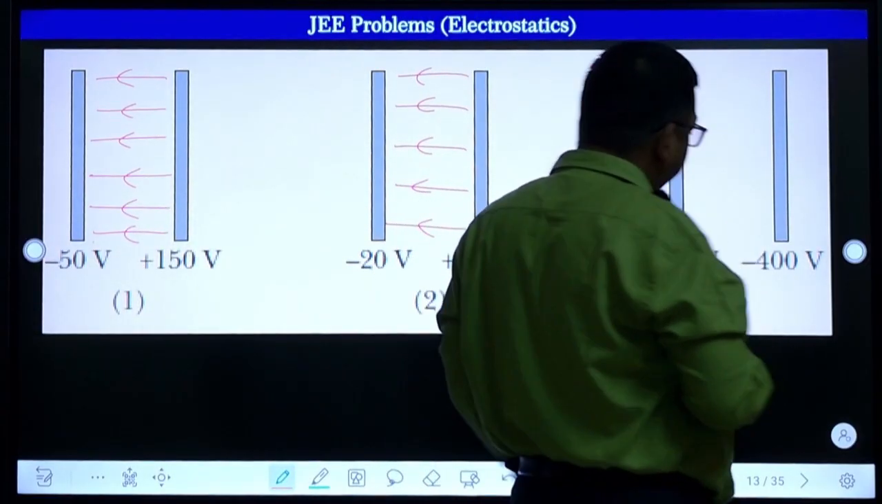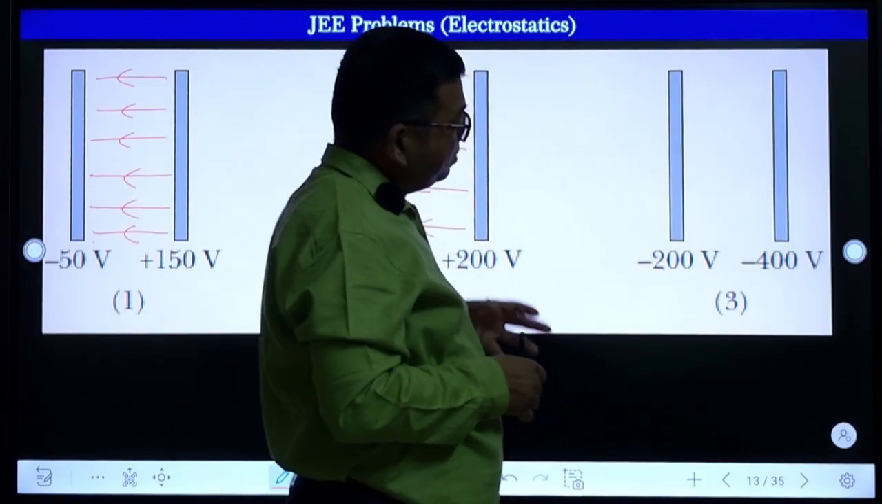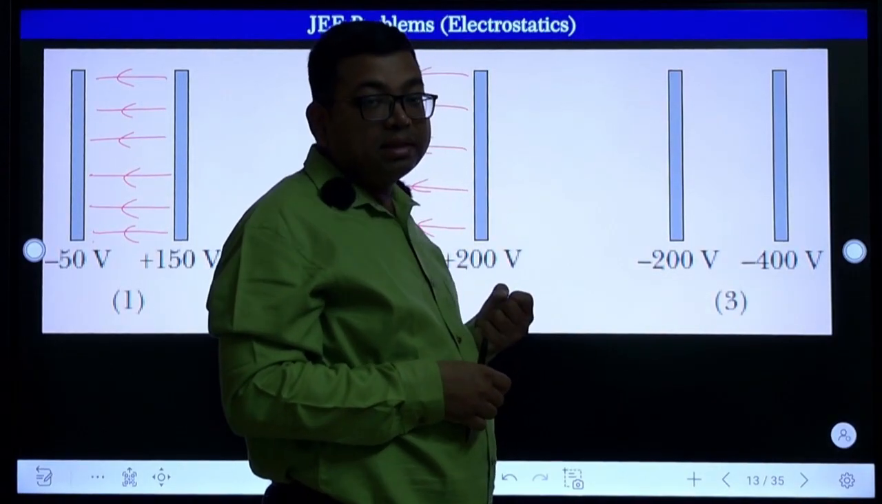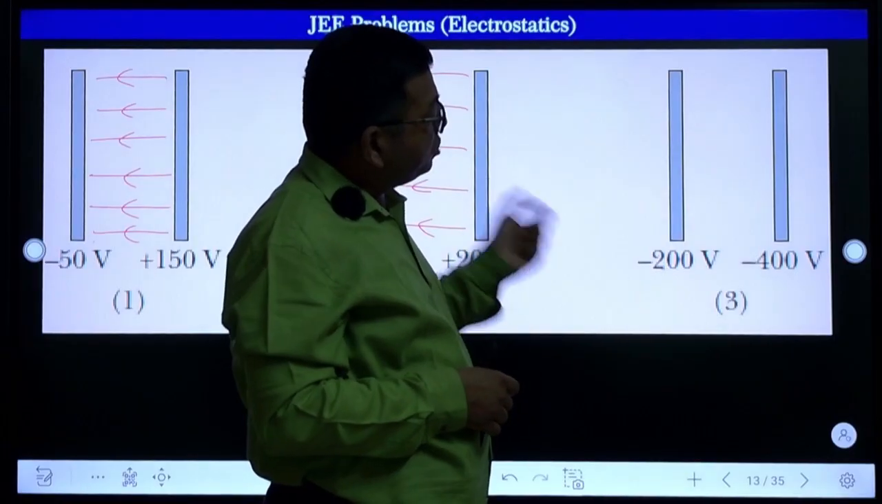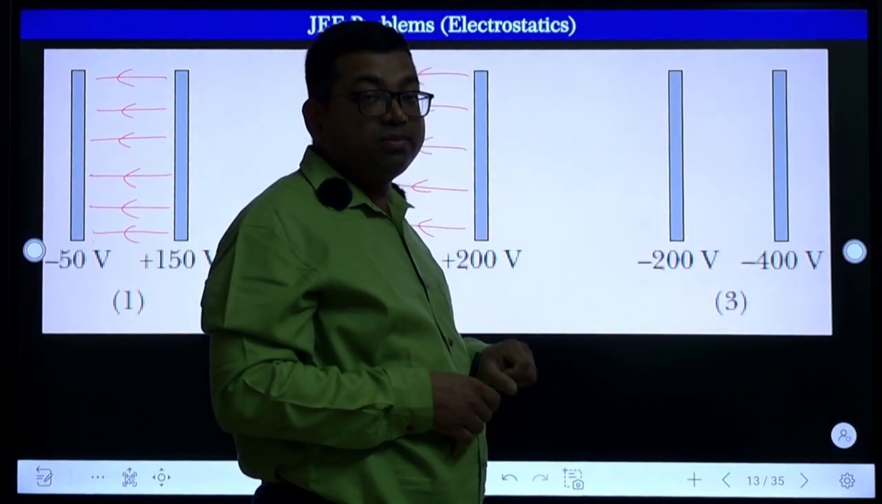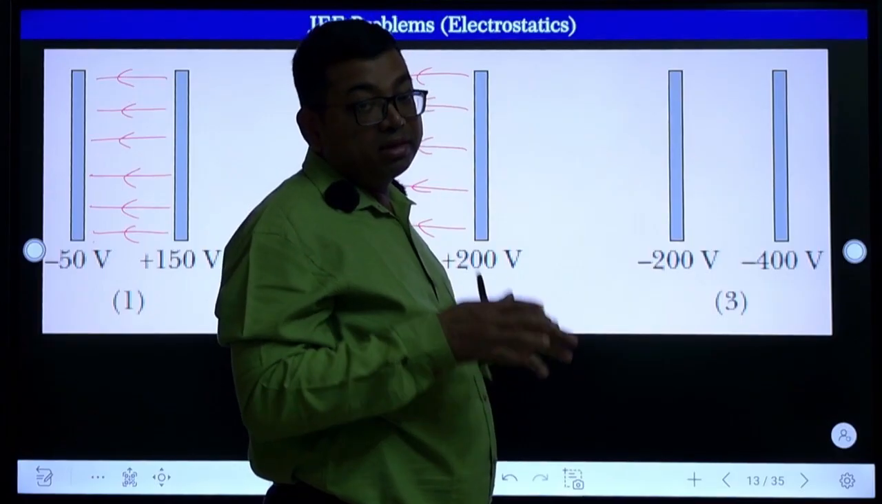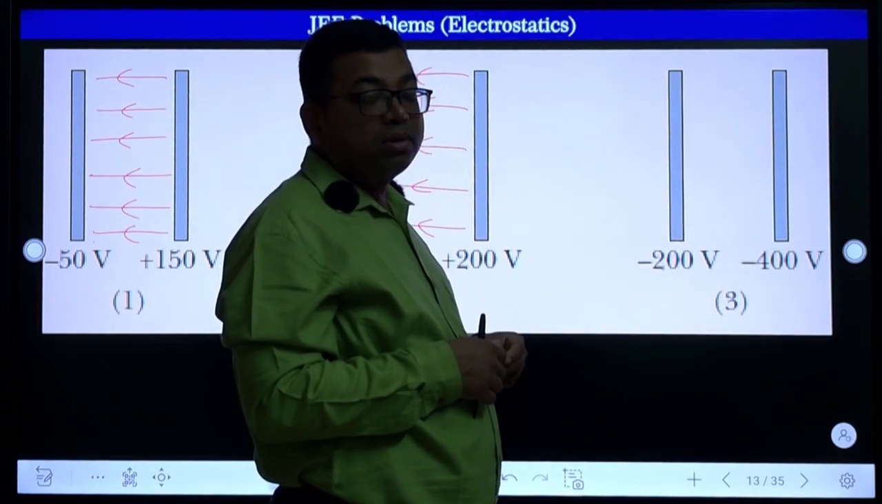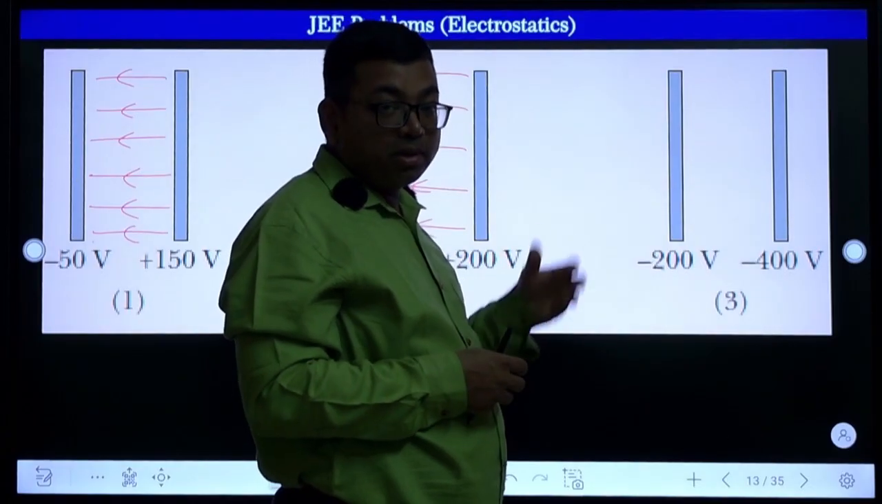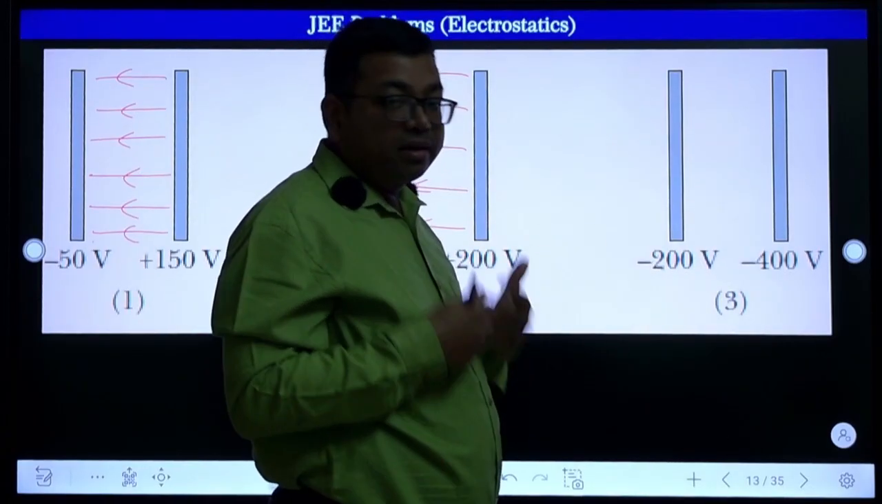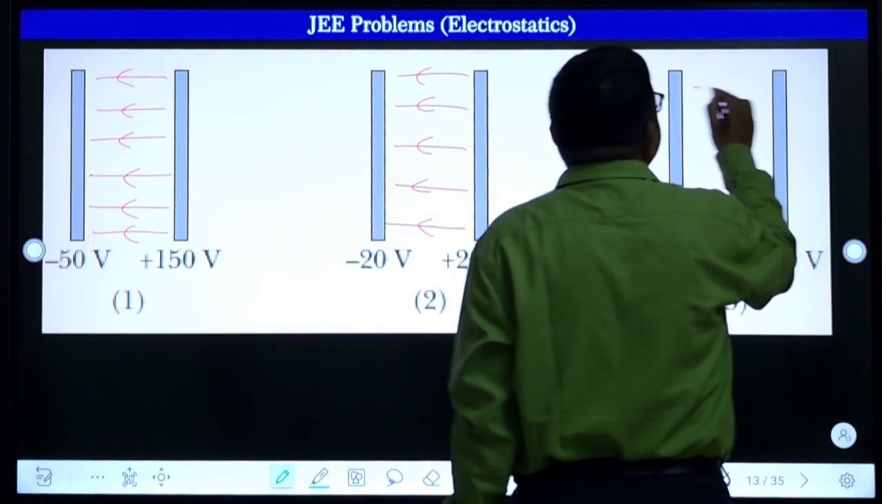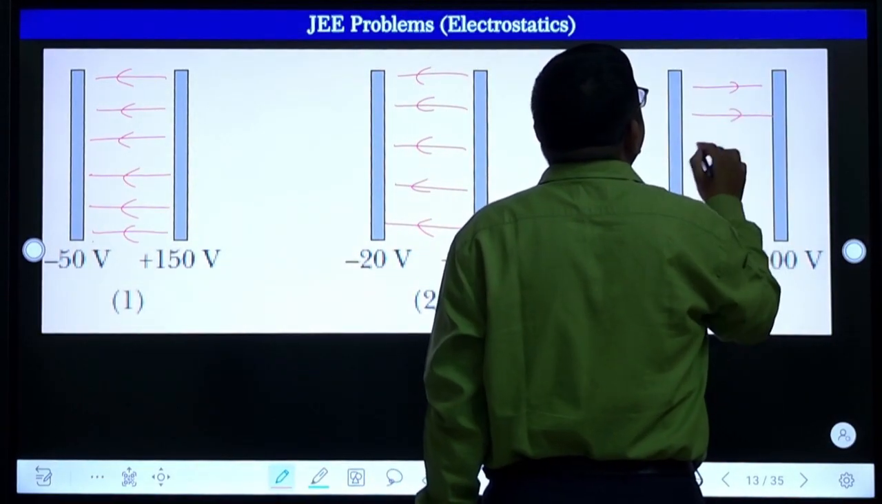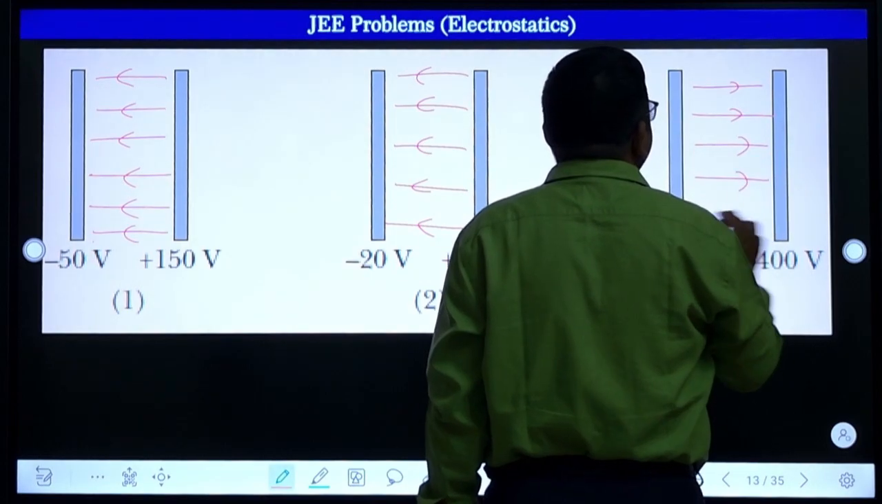Here both are minus. Because both are minus, we have to take the higher potential. Higher will be minus 200, lower will be minus 400, because if you go more negative, it becomes lower. If you go less negative, it becomes higher. So here the field lines must go like this. This is how the field lines should go. This is the field line.